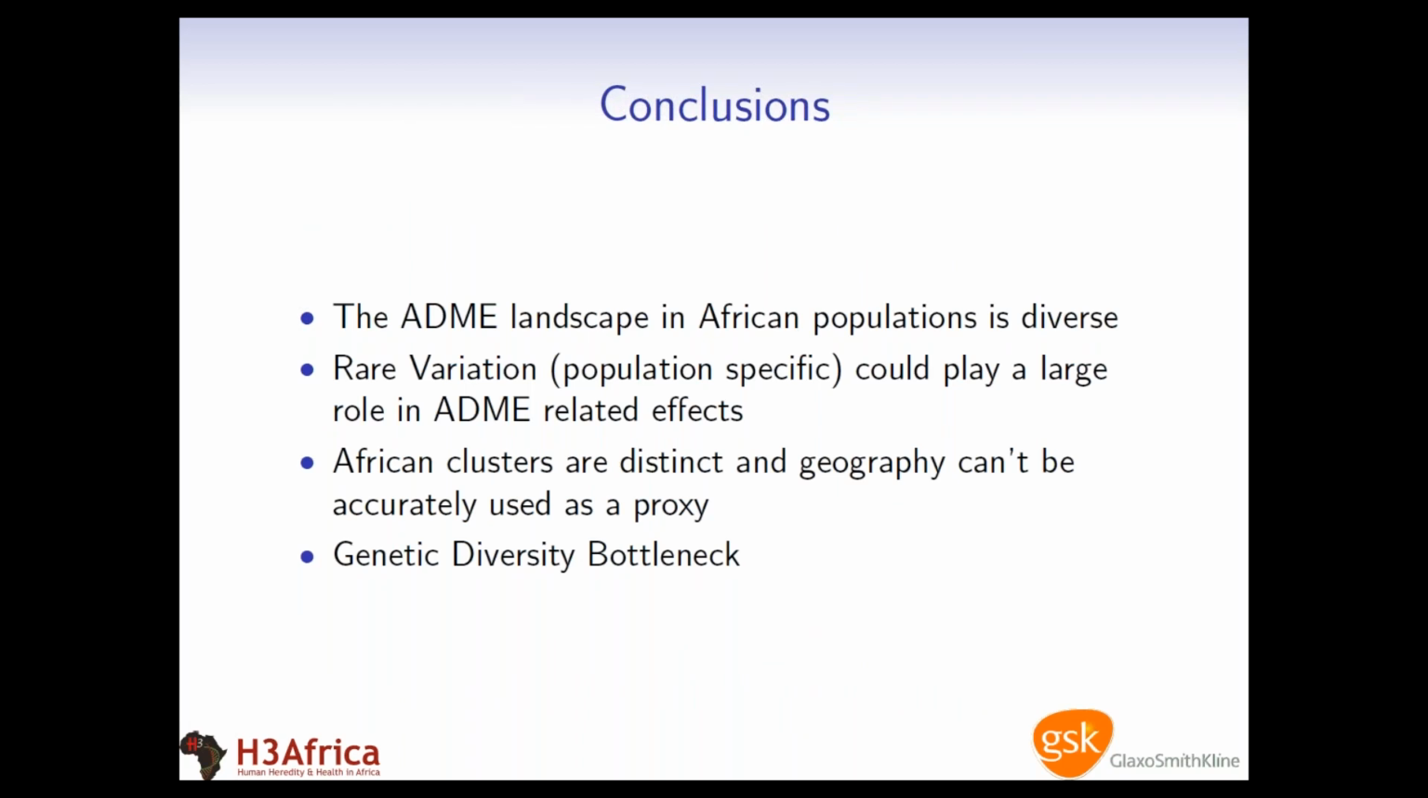What we've understood is that the ADME landscape in African populations is significantly diverse, and that rare variation, which is often population specific, could play a large role in ADME-related effects. African clusters are distinct from each other, and geography isn't an ideal proxy for how vast genetic variation can be. We term this problem the genetic diversity bottleneck: when you want to put into place pharmacogenomic interventions or strategies, you need to consider how genetically diverse Africa is. And the more populations you study, the more you will see that complexity going up.